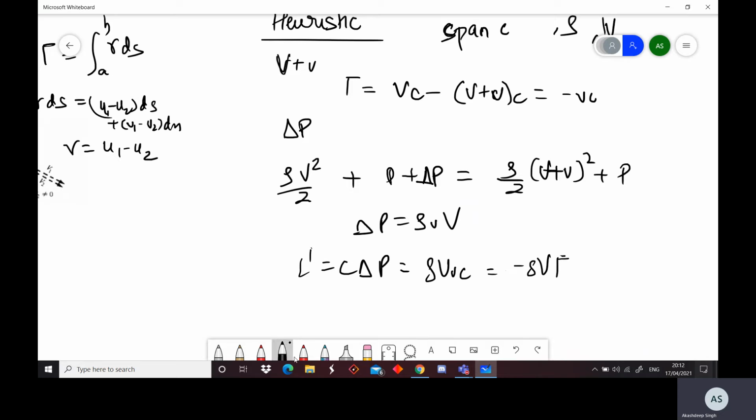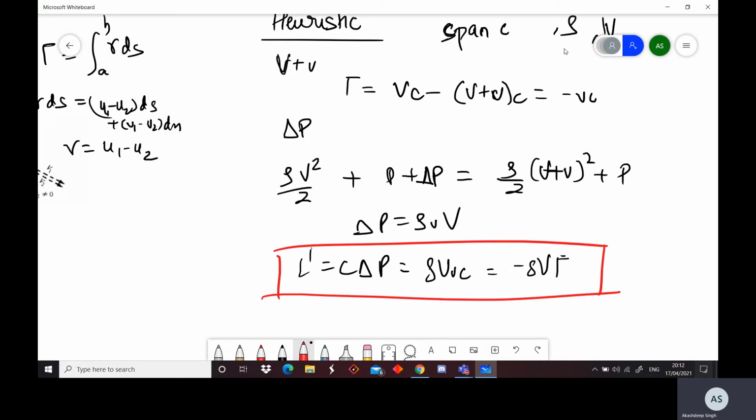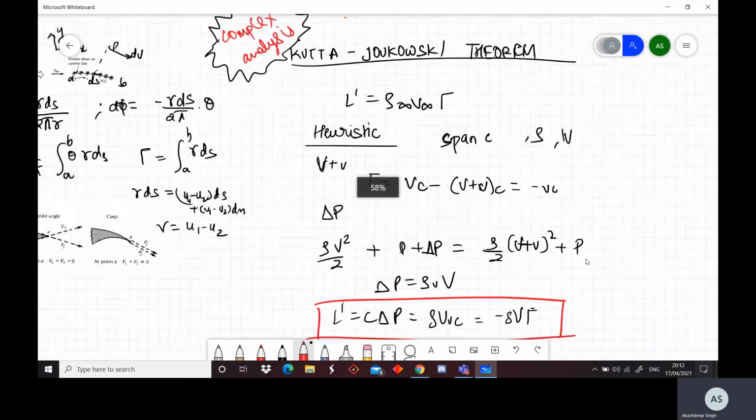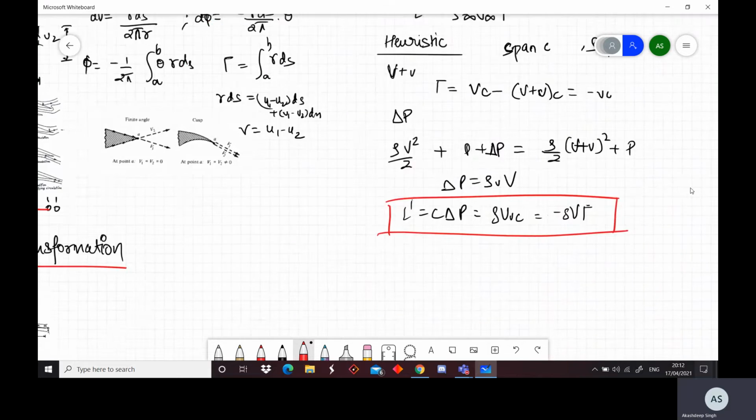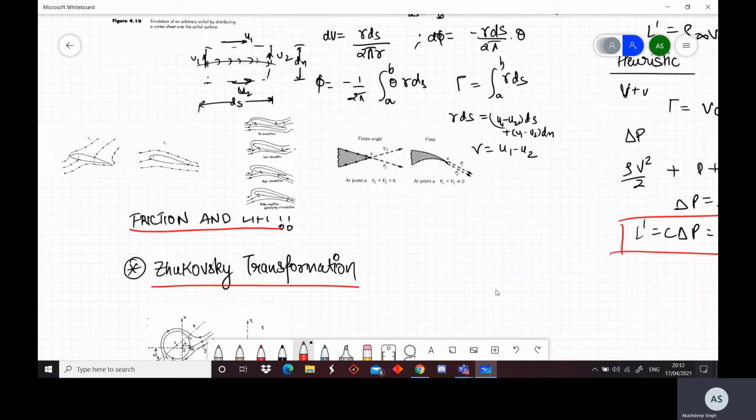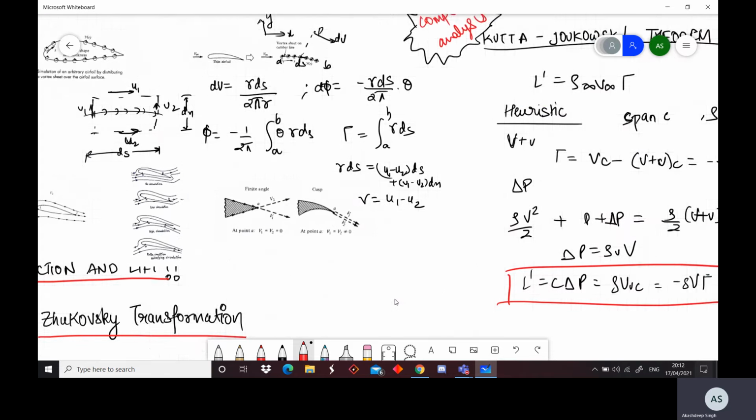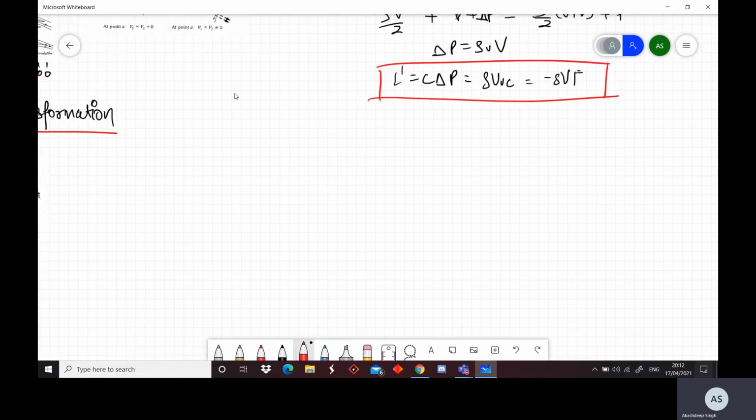So this is how we can derive the Kutta-Joukowski theorem in a very heuristic way. There can be proper, general, formal proofs as well, but for now we can just think of it in a heuristic sense. Now we'll come to the Kutta condition. What is the Kutta condition?